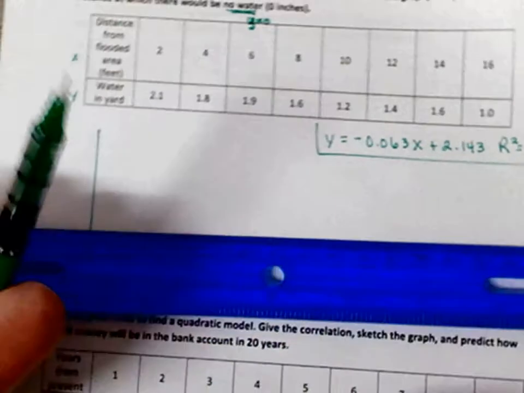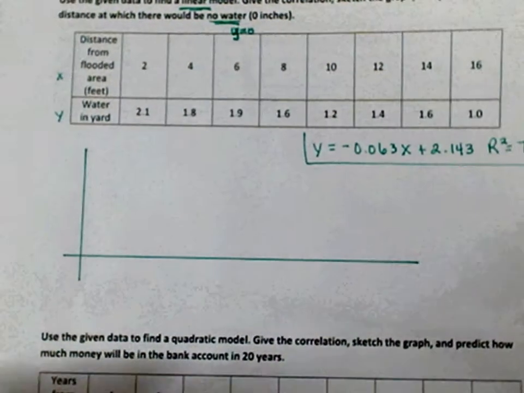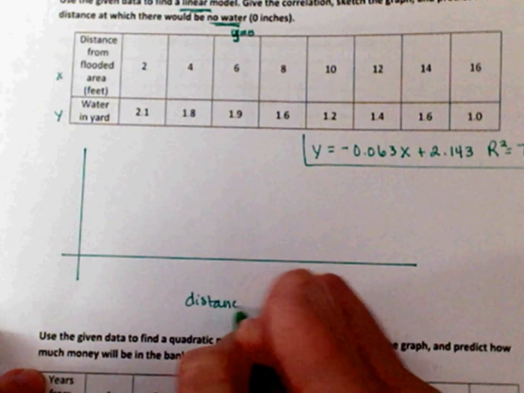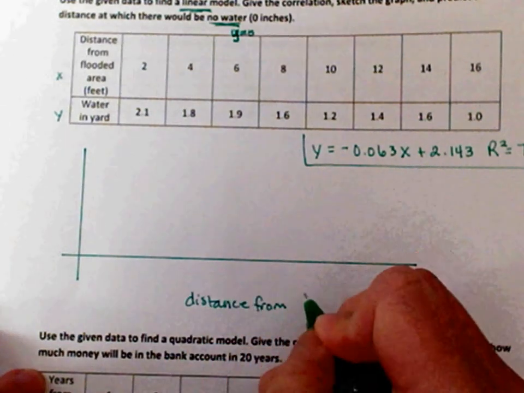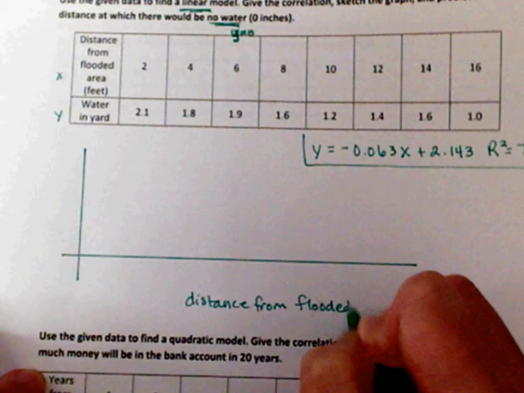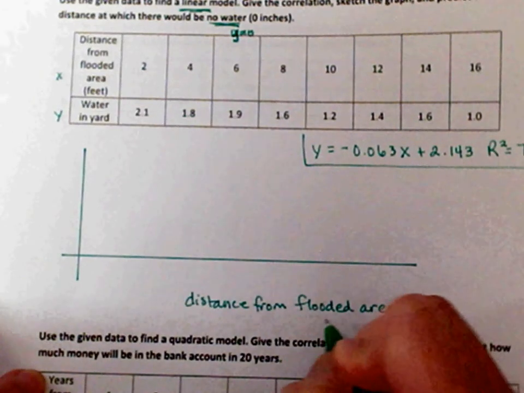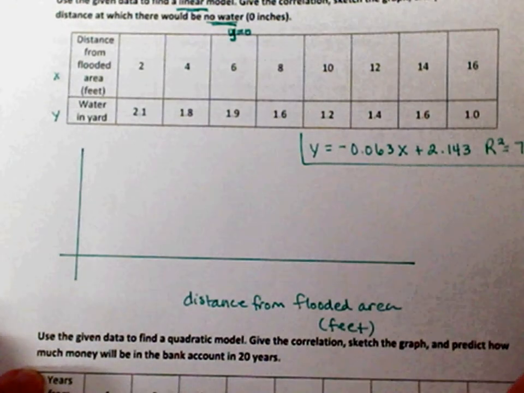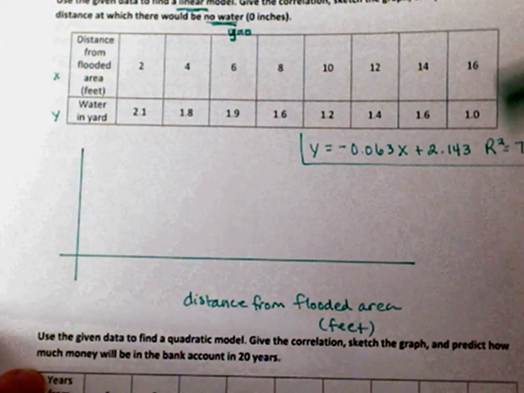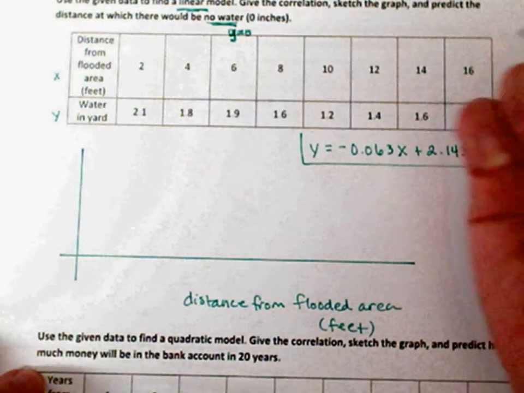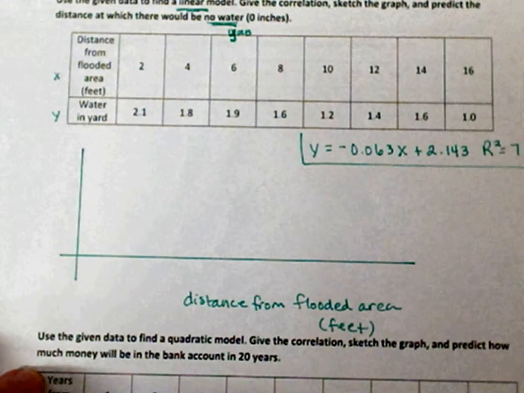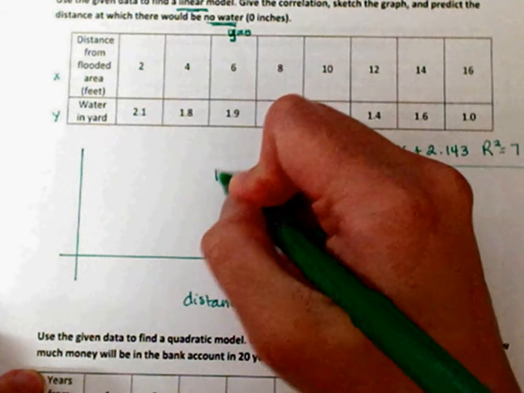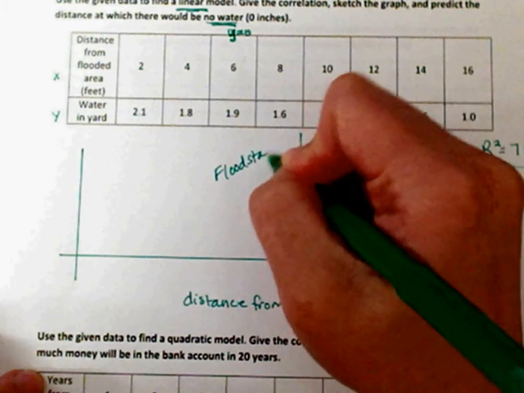Now, label. Right here is your distance from flooded area, and that is in feet. Have a title. I'm just going to call it, let me see, what do you guys want to call it? Let's just call it measurement of water. Float stage, if you want to do that. Just give it some sort of title.